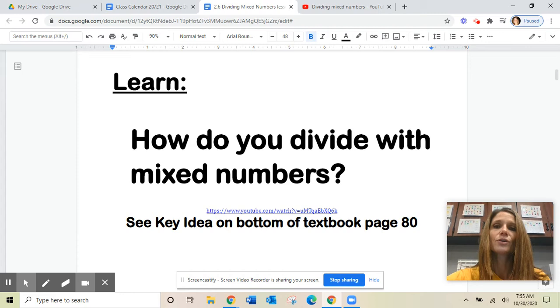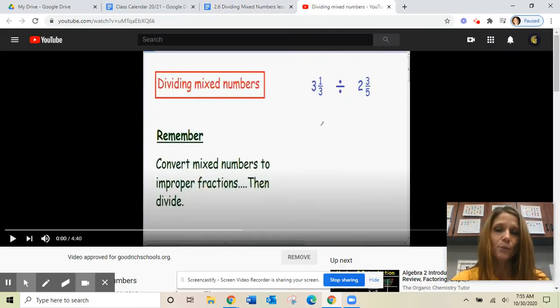So we're going to check and make sure that what we think we've learned is accurate. We're going to use another resource, which is just a YouTube video on dividing mixed numbers.